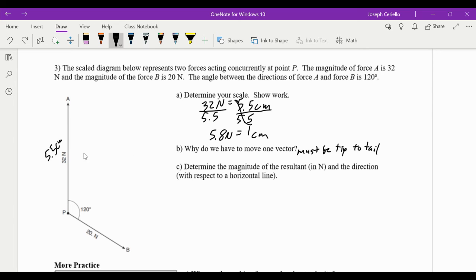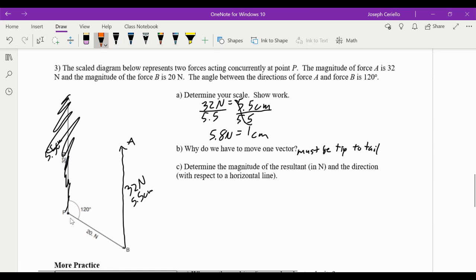So what I would recommend doing is moving vector A, because it's a straight up and down arrow. So you can use a ruler, and you can just draw a vector straight up. Now this represents A. It should be a straight line, exactly 5.5 centimeters. I know mine's a little bit off, it's not exact. 32 newtons, 5.5 centimeters. This is vector A. So this vector A is gone. So my resultant goes from the tail of the first vector to the tip of the second. That's my resultant.